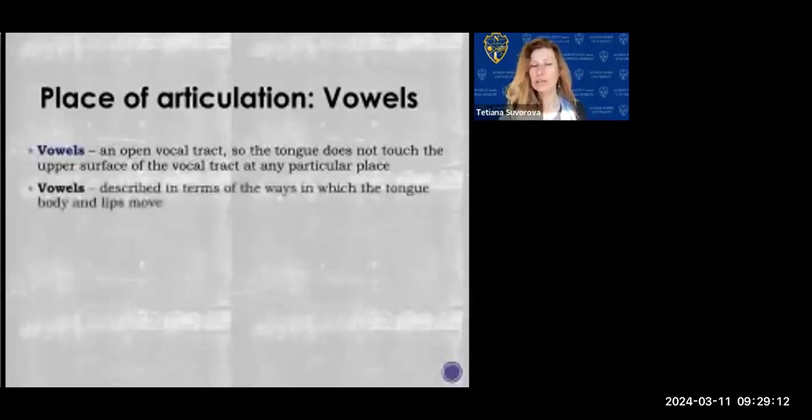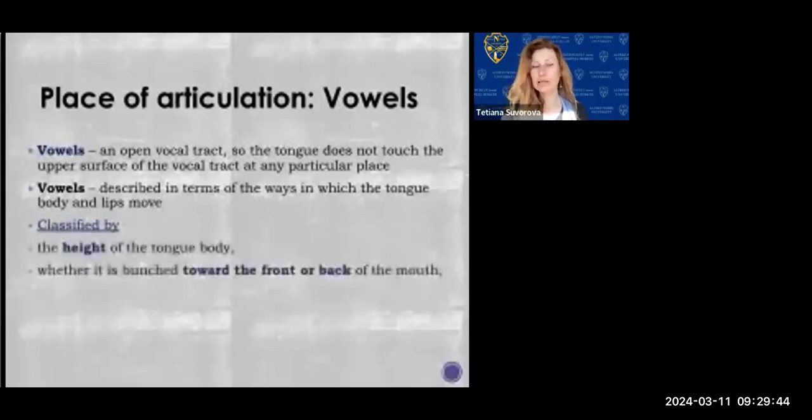Well, vowels are sounds where we have an open vocal tract, so the tongue doesn't touch the upper surface of the vocal tract at any particular place. Vowels usually are described in terms of the way in which the tongue body and lips move. Usually we describe the qualitative characteristics of vowels, but in English also the quantitative, because we have short and long vowels. They can be classified by the height of the tongue body, whether it is bunched toward the front or back of the mouth, and whether the lips are rounded.